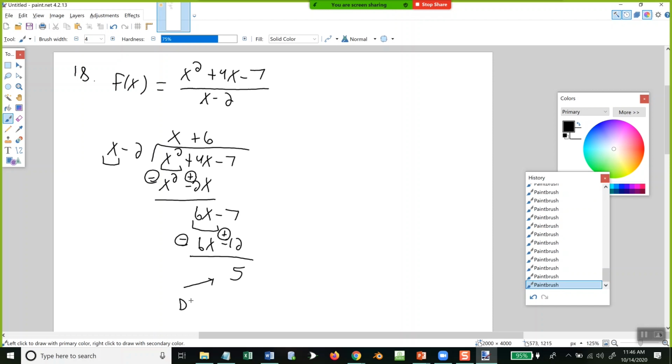Now the degree of the 5 is 0, because there is no x. The degree up here is 1. When the degree of this down here is less than what you're dividing by, this is your remainder. And we drop our remainder, and our slant asymptote is y is equal to x plus 6.